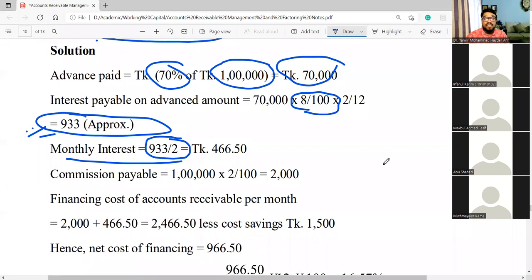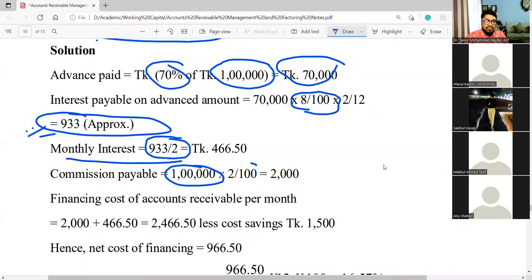আবার শুধু কি ইন্টারেস্ট ছিল নাকি আমাদের খরচ ছিল? খরচ ছিল স্যার। কি ছিল সেটার নাম কি ছিল? পেবল ছিল কমিশন, কমিশন অর ফিস। ফিস কত পার্সেন্ট ছিল? 2%. 2% ছিল তাহলে ফিস কত দিতে হবে? 2000. তাহলে আমাদের কস্ট টোটাল কত হয়? ফি আছে 2000, আবার ইন্টারেস্ট আছে 466.50, তাহলে কত চলে আসে? 2466.50. কিন্তু আসলে কি তাই? আমরা কি কোনো কিছু সেভ করছি না?